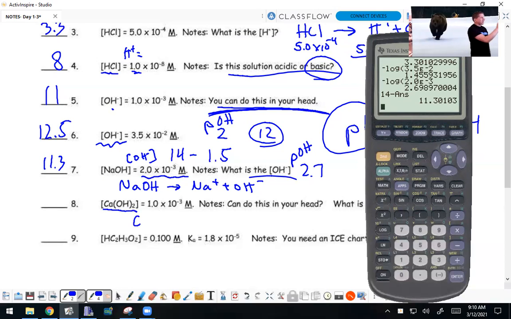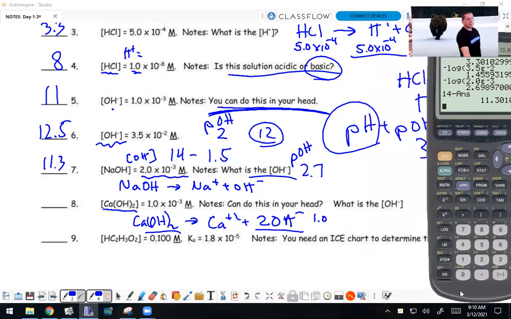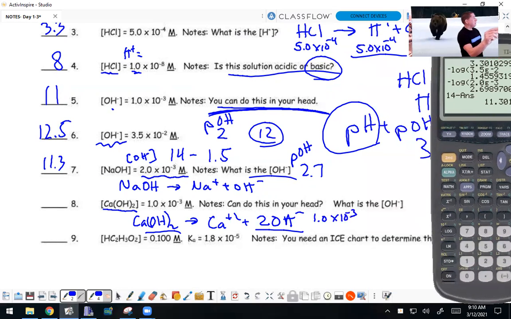2 hydroxides. How's that change things? Well, it's a 1 to 2 ratio. So if it's 1.0 times 10 to the minus 3, this one is, and if I just show you the stoichiometry, molar, moles per liter, and that's of calcium hydroxide. In 1 calcium hydroxide, there are 2 hydroxide ions. So we have 2.0 times 10 to the minus 3 molar is the hydroxide ion.